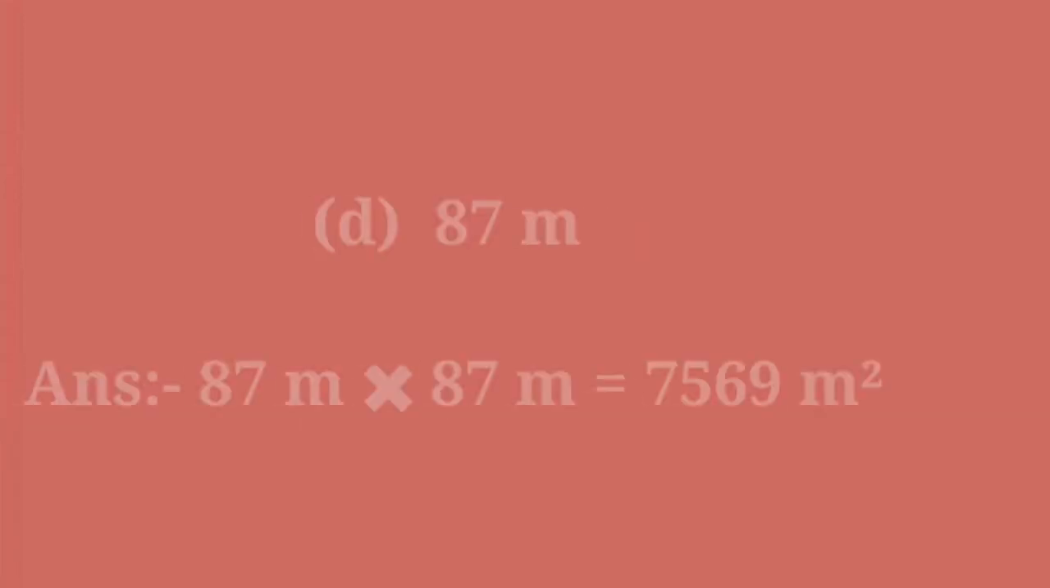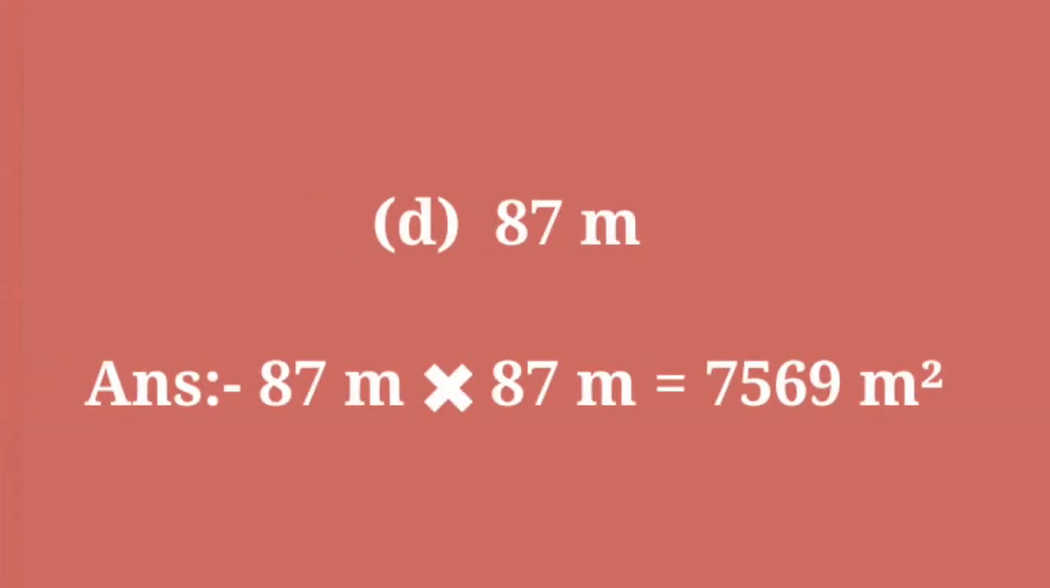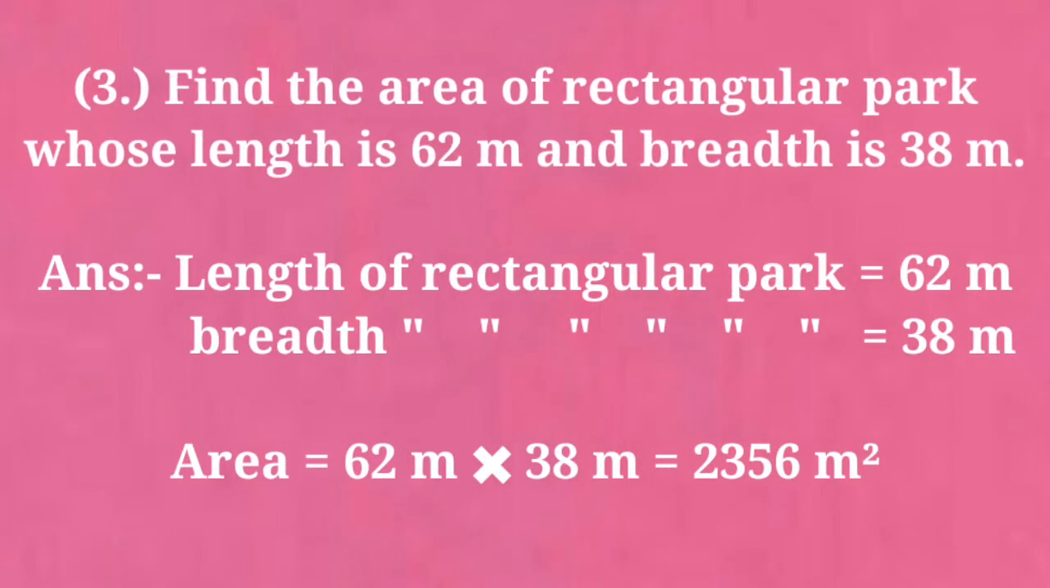Answer. D part, 87 meter multiplied by 87 meter. On multiplying, we get 7569 meter square. Now let's do word problems. Here length of rectangular park is equal to 62 meter and breadth is 38 meter. So here let's find area. L multiplied by B, which is 62 meter multiplied by 38 meter, which gives us 2356 meter square.